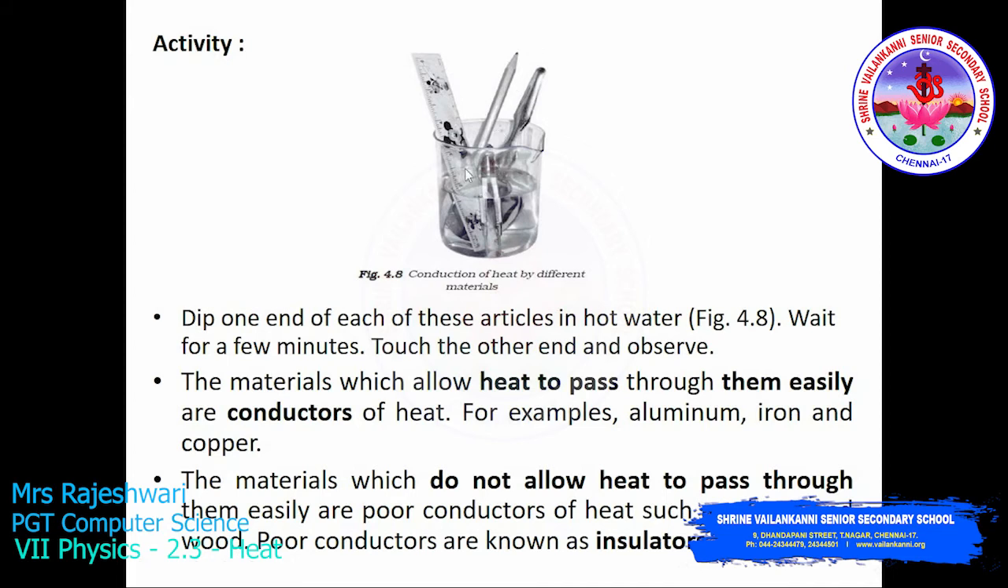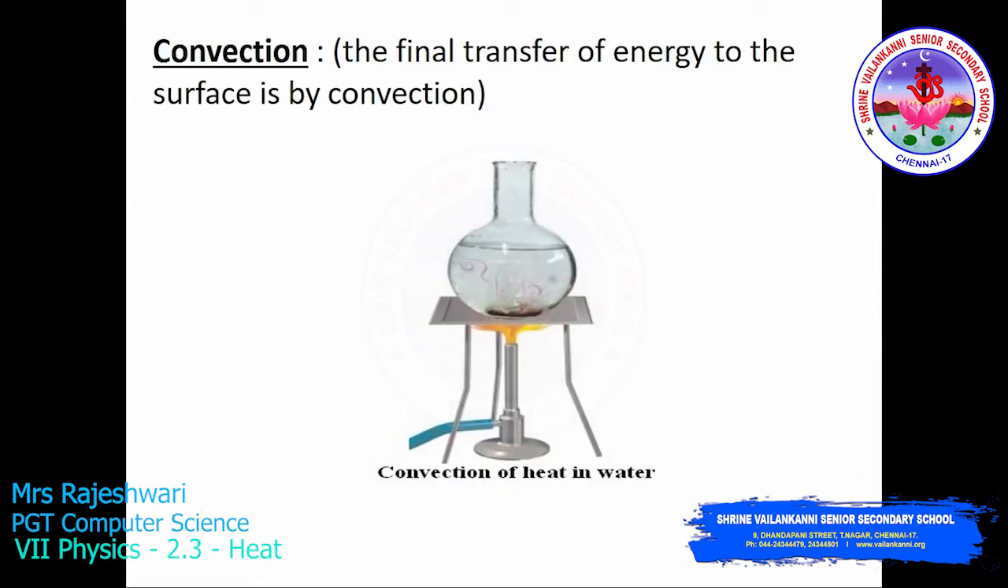The materials that allow heat to pass through them easily are known as conductors of heat. Again I'll repeat, the materials which allow heat to pass through them easily are known as conductors of heat. Examples are aluminium, iron and copper. The materials which do not allow heat to pass through them easily are poor conductors of heat, such as plastic and wood. Those are known as poor conductors of heat, and these poor conductors are known as insulators. Clear?